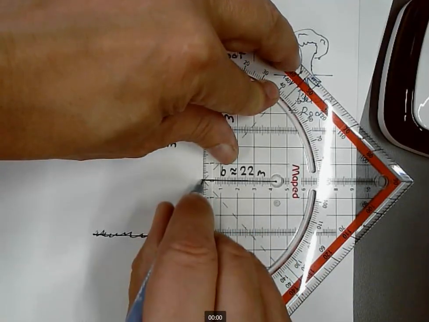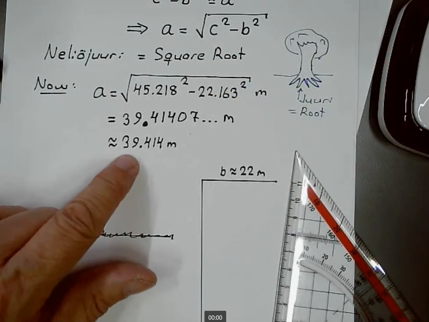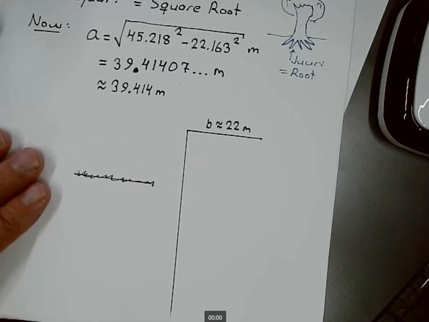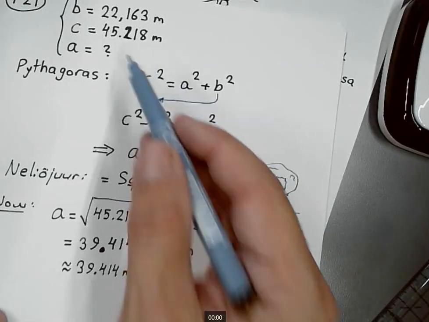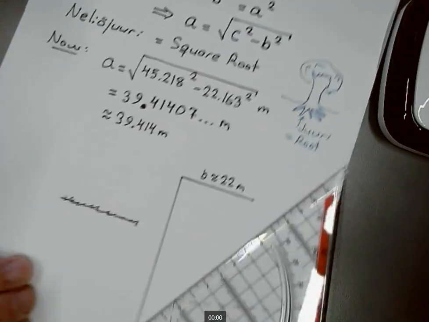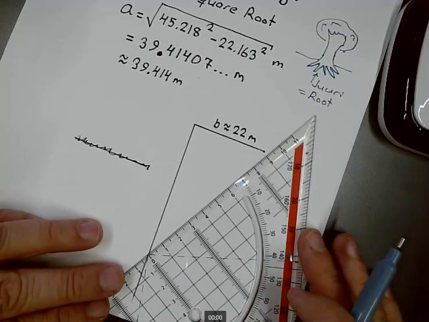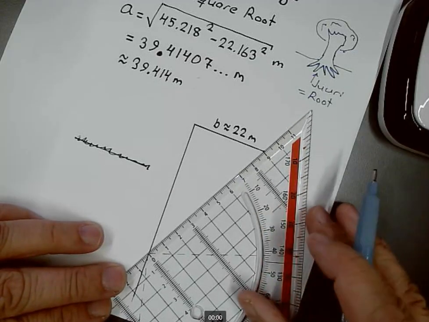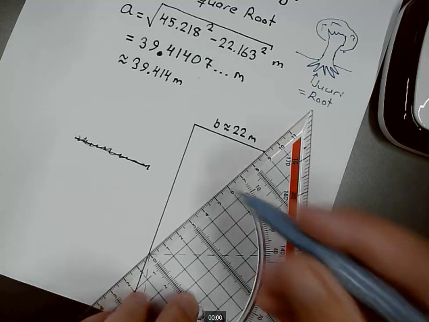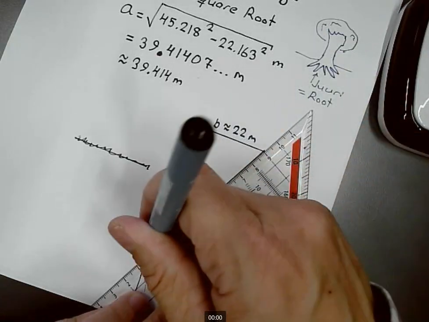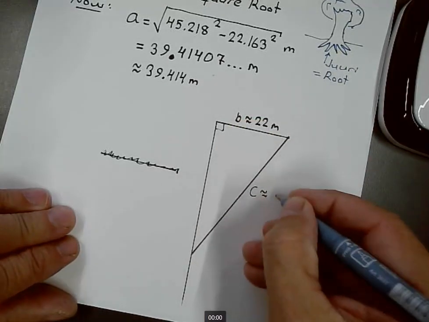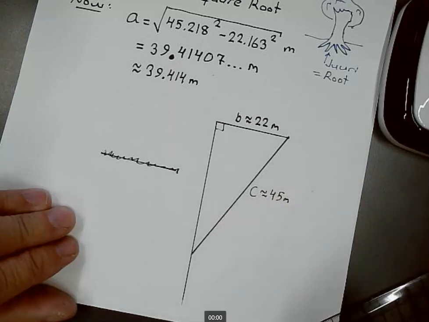We don't know the length of A. We are calculating that, or actually we know that, but we want to check it. So B is 22 meters and this C is 45, so I will double it and write 90 millimeters in my picture. So I try to find the 90 millimeters. There is 9 centimeters there, and if I draw this triangle about here, it will be almost in scale. Here C equals about 45 meters.